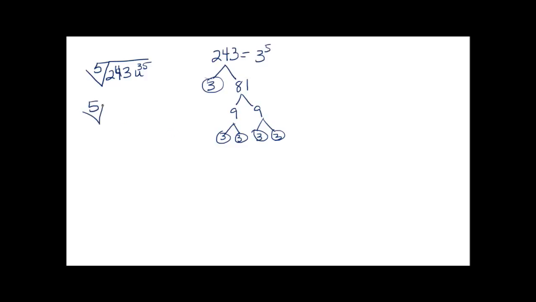So when we take the 5th root of 243, we're really taking the 5th root of 3 to the 5th and the 5th root of u to the 35th. So what do we do? We divide the power by the index. So we have 3 to the 1st power and u to the 7th power. So 3u to the 7th.